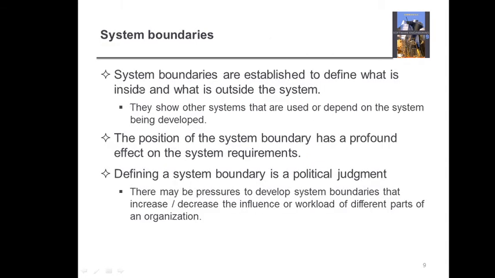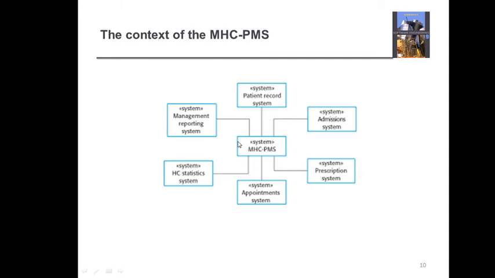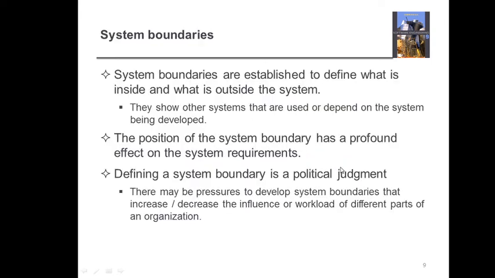What are system boundaries? System boundaries are established to define what is inside and what is outside. So what is a system boundary? This is the boundary. So what is inside? The functionality of the system. What is outside? The functionalities of the other systems. What is inside this? Functionality of the admission system, right? So in and out, we have specified the boundaries. That means in this boundary, the functionality of the specified system is being carried out.